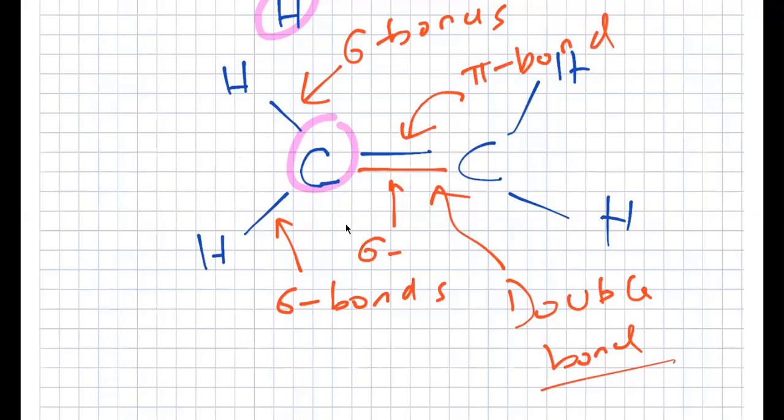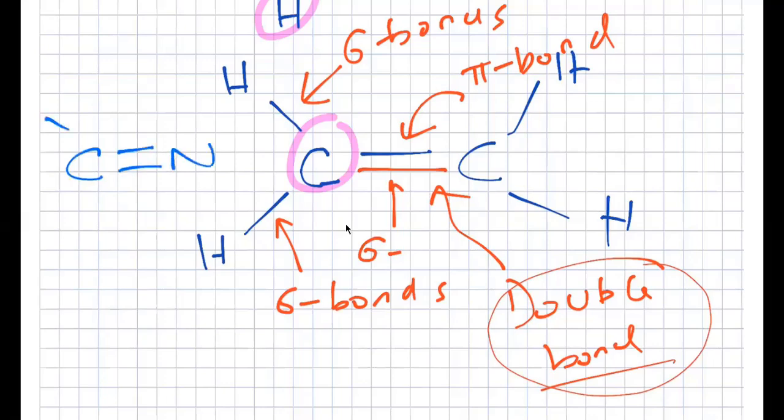So every double bond is made up of what? Help me out. A sigma and a pi. Sigma and a pi. Every double bond is constructed the same way. A sigma bond and a pi bond. And it doesn't matter that the double bond is between carbons, right? Because you can also have a scenario where you have an imine, right? That double bond is the same. It's a sigma and a pi.